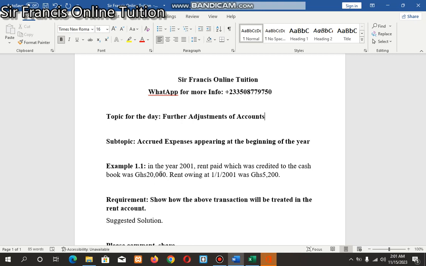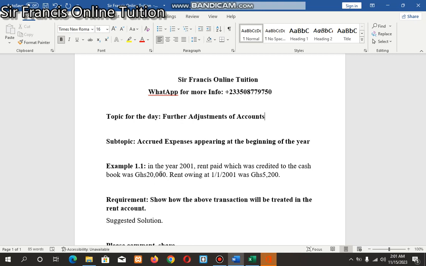And that expense could be appearing at the beginning of the year, or it could be appearing at the end of the year when the question is given to you. So that is what we are going to consider for the day. When expenses appear at the beginning of the year in the question given to you, and you have such a scenario, how do you go about it? I'm just going to take you through, and at the end of the day, all of us will be happy with such questions. When we meet questions like that, we will not find ourselves wanting.